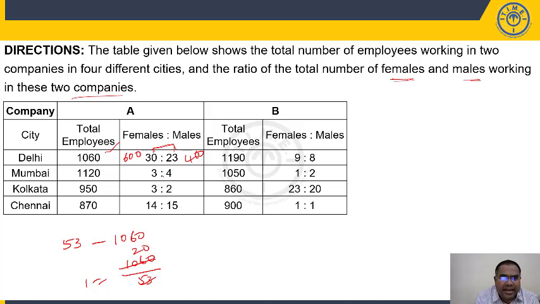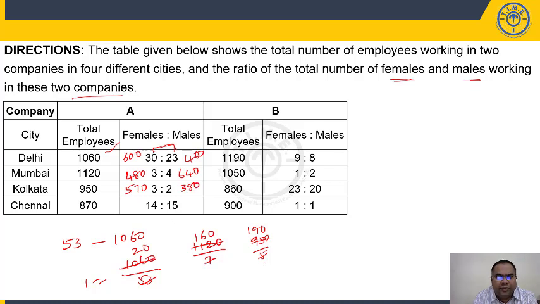Now if you take the second one, 3:4, total 7 parts, 1120. 1120 by 7, each part is 160. So 160 into 3 is 480. 160 into 4 is 640. Now 3:2, so total parts 5. 950 by 5, 5 goes 19 times, so 190 each part. Now 190 into 3 is 570. 2 into 190 is 380.